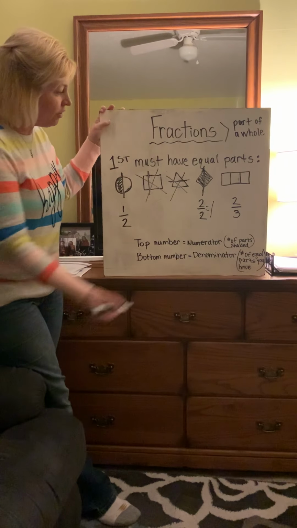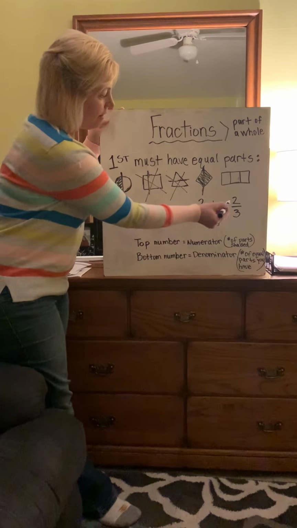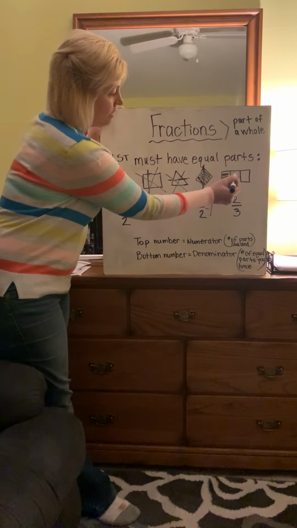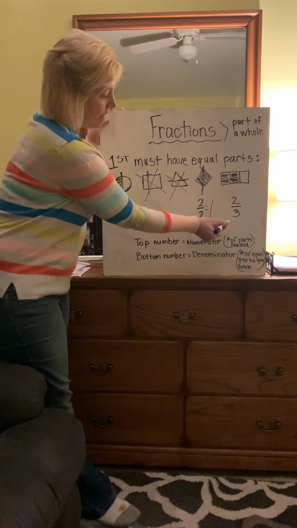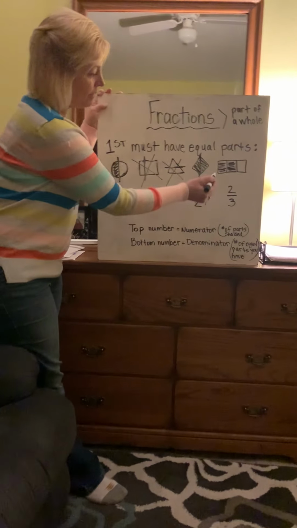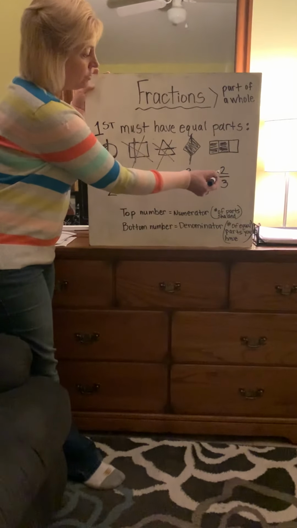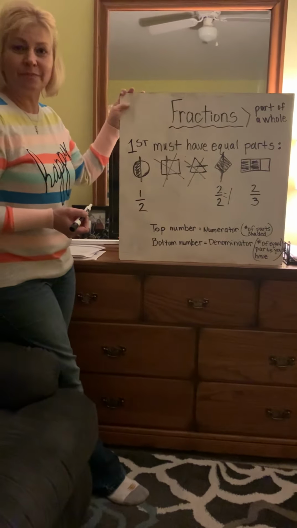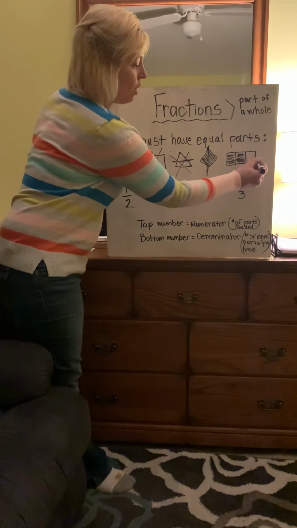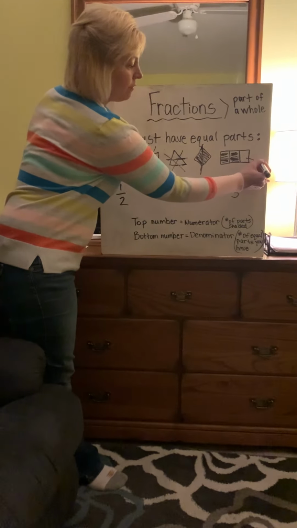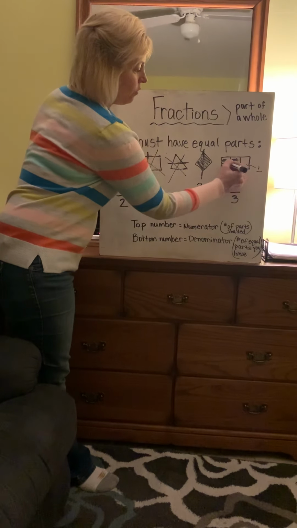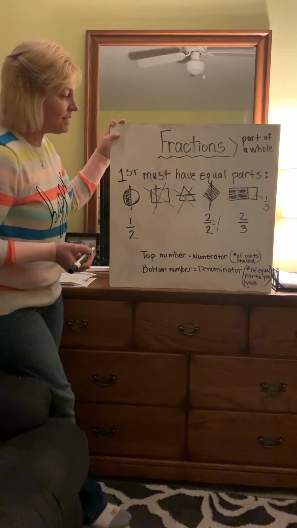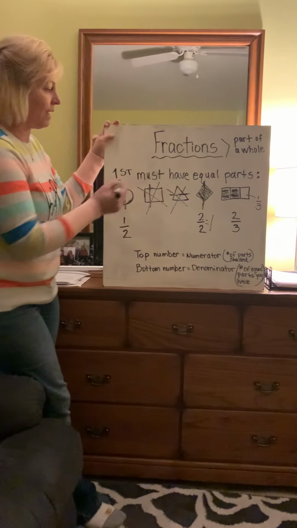The third one, on my rectangles, wants me to shade in 2 out of 3. So I'm going to shade in 2 equal pieces out of the 3 equal pieces. I will say this fraction is 2/3. So 2/3 of the rectangle is shaded. If I was going to look at the part that was not shaded, that would be 1 part out of my 1, 2, 3. So the part that's not shaded is 1/3 of my rectangle.